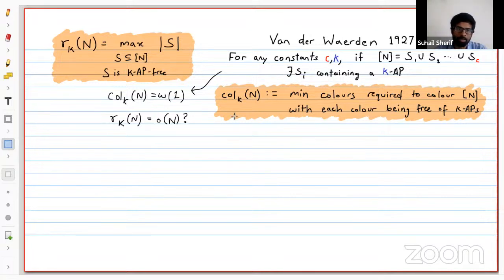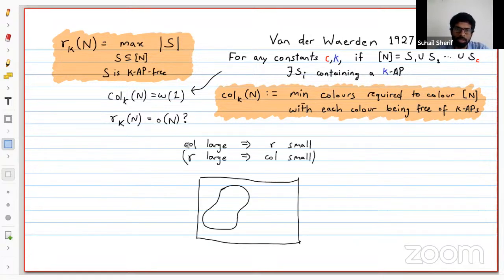Indeed, if the second statement is true, that the largest set free of k-term arithmetic progressions is subconstant in density, then you need more than a constant number of colors to color 1 to n. So this part is pretty simple to see. The other part is kind of true. So what we want to know is, if you need a large number of colors, which is the first statement, does that mean that the largest set is actually small, which would be the second statement?